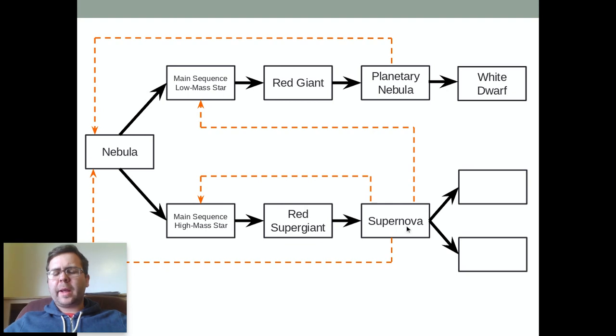And then depending on how massive the star started out as, it could either become a neutron star, or if it was extremely massive, it could become a black hole. So that's our complete life cycle of stars diagram. You can see this is what's happening in the universe. This is how things are changing. This is the theory of stellar evolution.